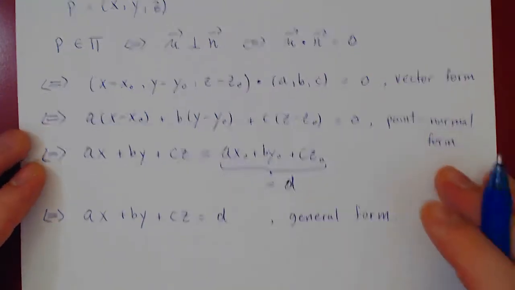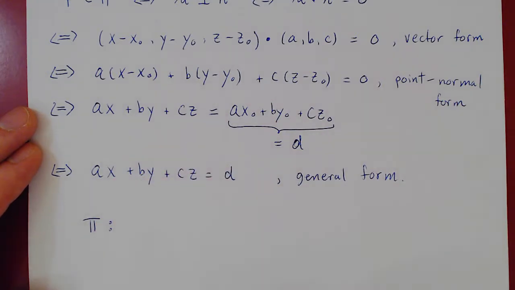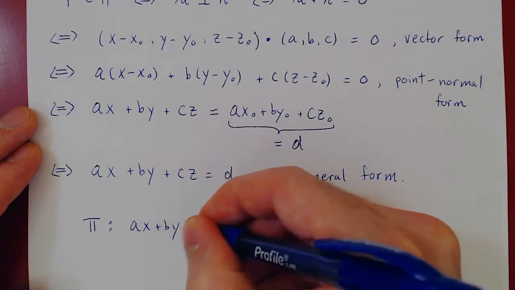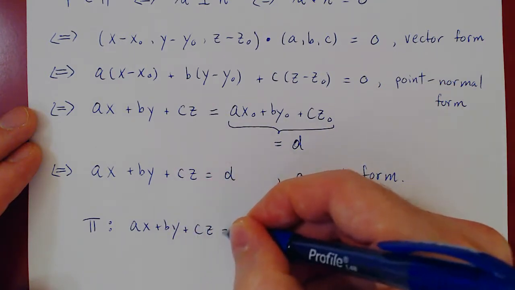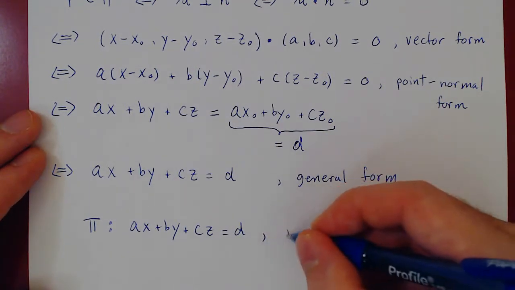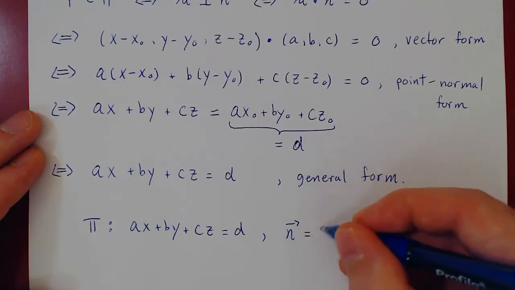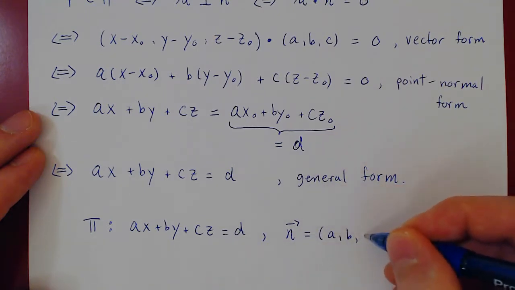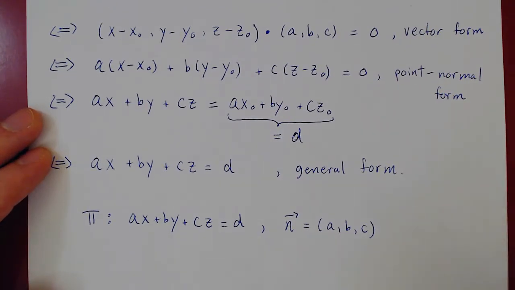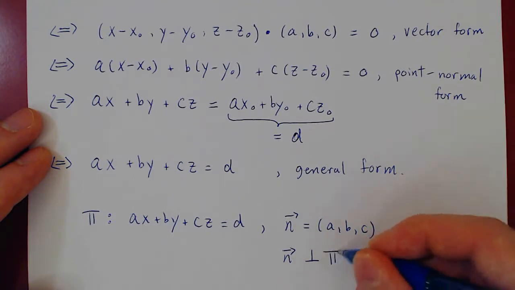And after you replace x by x naught, y by y naught, z by z naught, you'll have the value for D. So finally, the plane in three-dimensional space has an equation ax plus by plus cz is equal to D, where a, b, c, d are fixed constants, and a, b, c are quite special. They are the coordinates of the vector n, and the vector n is the normal vector to the plane, so n is any vector that is perpendicular to the plane pi.